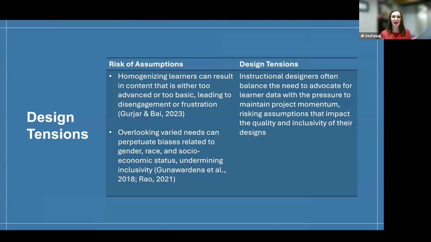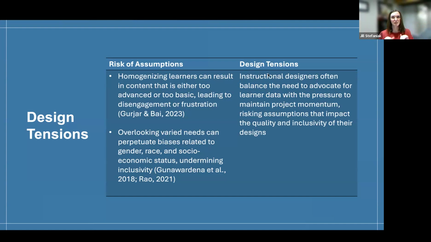And so we have to have this design tension that arises where we have to balance the need to advocate for learner data, trying to get as much information on our learners as we can, while we also have to make sure that we're maintaining project momentum. And so we know that oftentimes we're faced with working on design projects and we can't always go to our manager or our client and say, can we pause this project so we can conduct a thorough needs assessment over the next 3 to 4 months? We want to talk to everyone. That's not realistic. And so again, we have to start thinking about finding ways in which we can mitigate the risks so that we're not hindering the quality and inclusivity of our designs.